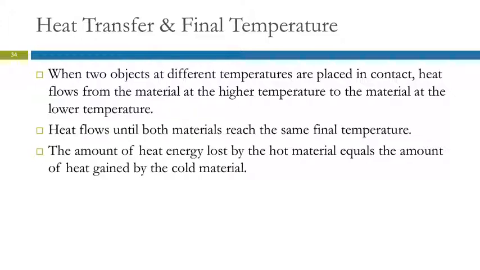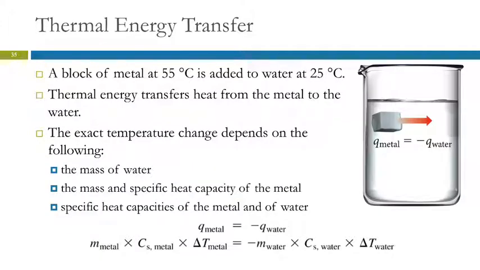So two objects at different temperatures, if they are in contact with each other, heat will flow from the higher temperature to the lower temperature until we get to the same final temperature. The heat lost by the hotter object will equal the heat gained by the colder object. So we can use that idea to help us find things that cannot easily be measured.